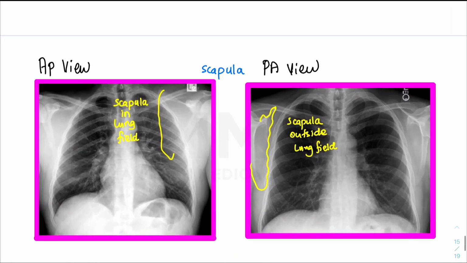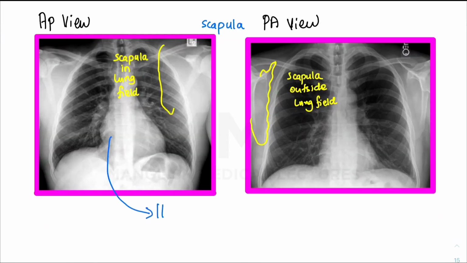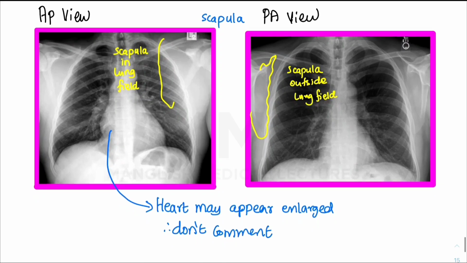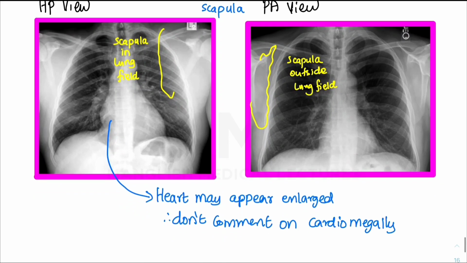But the most important thing that you should be focusing on in AP view is the heart. In AP view, the heart may appear enlarged. We may think it's a cardiomegaly when it's actually not. So don't comment on the heart size in an AP view film. Okay. Now let's get to the image quality.